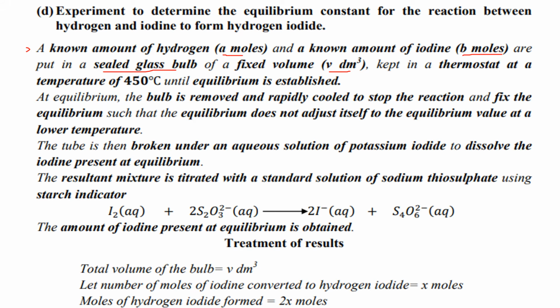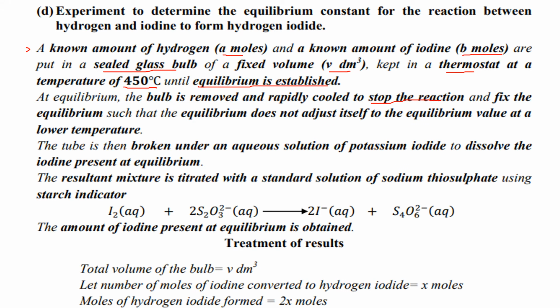And you are going to maintain the temperature constant using a thermostat, which is going to be around 450 degrees Celsius. And we are going to leave our experiment standing until the equilibrium is established. When equilibrium has been established, we are going to remove the bulb and rapidly cool it. And there are two reasons for that. One is to stop the reaction, and the other is to fix the value of equilibrium, so that it doesn't shift to an equilibrium value of a lower temperature.